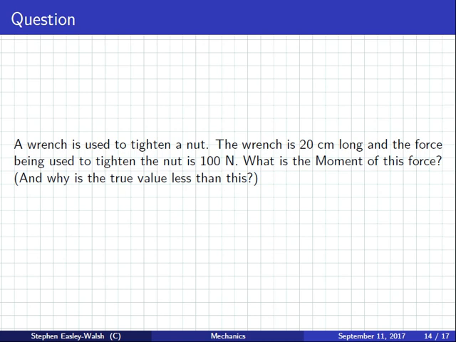Now, I said the true value is not really this, though. Why not? Well, it's not really this because here's the wrench, and I have to turn it. I do not hold the wrench at the end like this. I grip it like this, which means it's not really 20 centimeters. Maybe it's only like 15 centimeters. Because I'm not turning it like this. I'm holding it from the end. So it's less than 20 Newton meters.